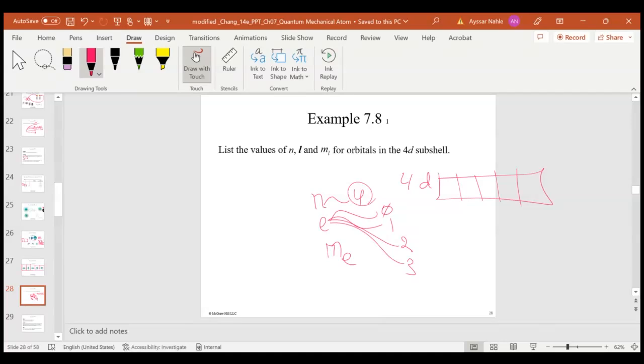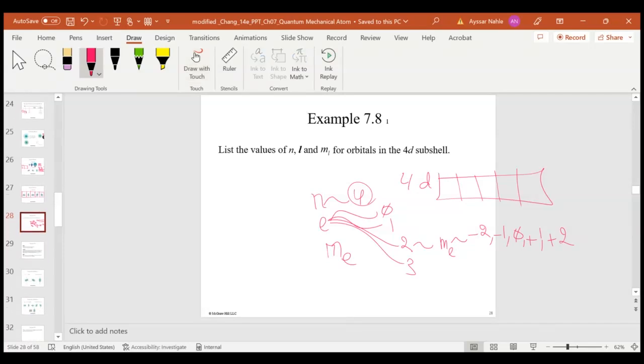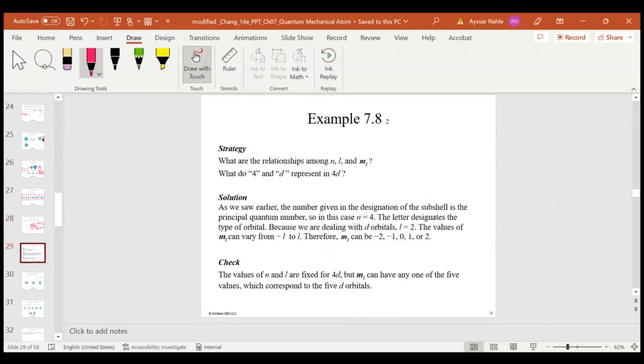ML will be how much? ML depends on L. It goes from minus L to plus L. So for this one in here, ML will be equal to how much? ML will be minus 2, minus 1, 0, plus 1, and plus 2. Right? And in here it goes from minus 3 to plus 3. All right? So these are the possible ones in there. ML will go from minus 2 to plus 2 in here. That's the ML.